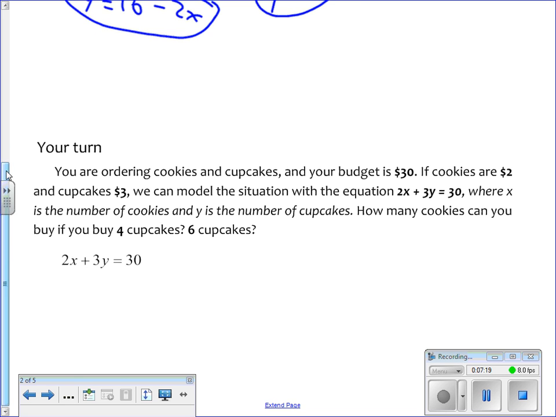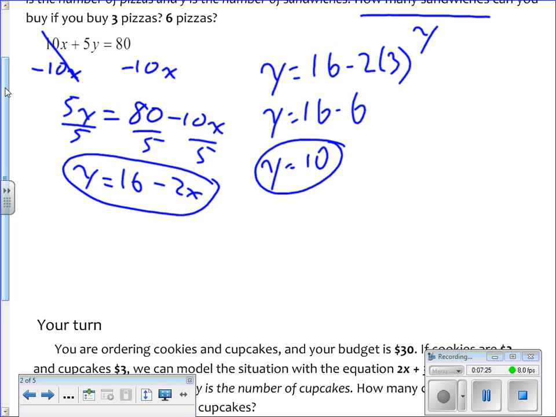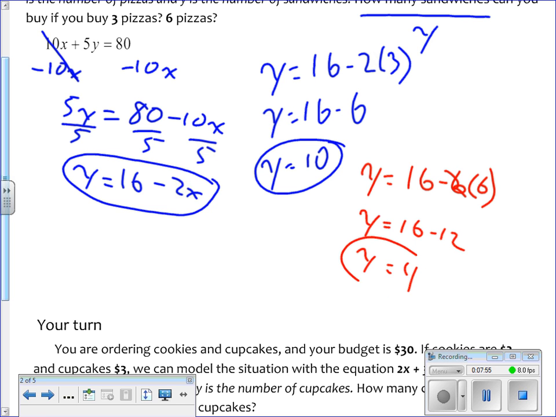I can do it again. Same equation. Only I'm looking, okay, what if I buy 6 pizzas? I go, all right, y equals 16 minus 6 times 6. Sorry, 2 times 6. My bad, 2 times 6. So what's 2 times 6? 12. Y equals 16 minus 12. Y equals 4. I can buy 4 sandwiches if I buy 6 pizzas. I can buy 10 sandwiches if I buy 3 pizzas.